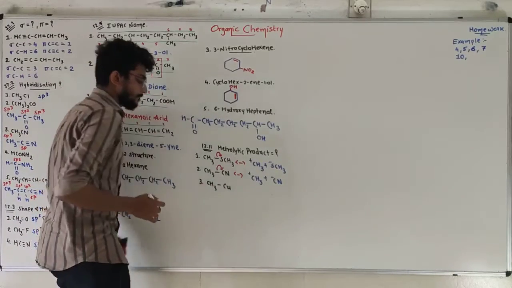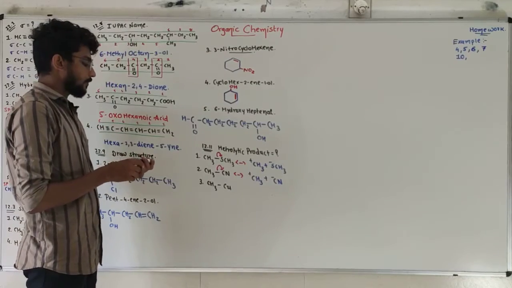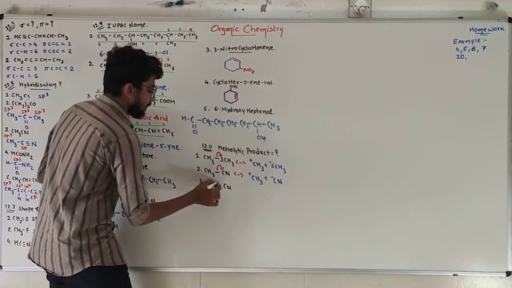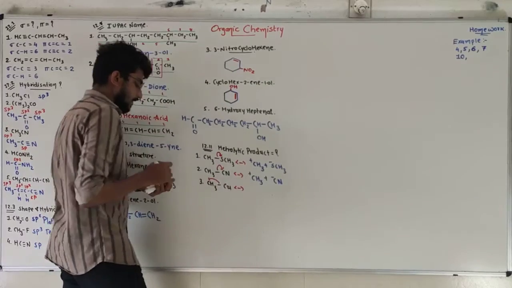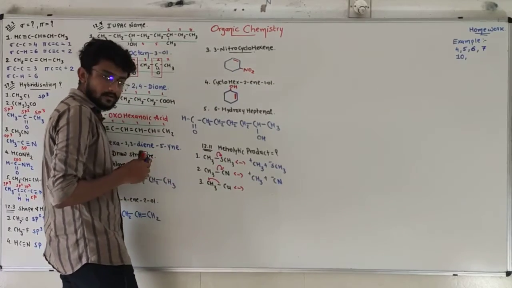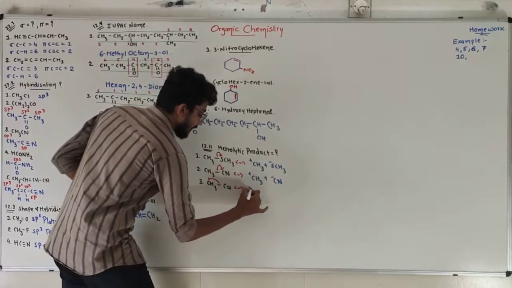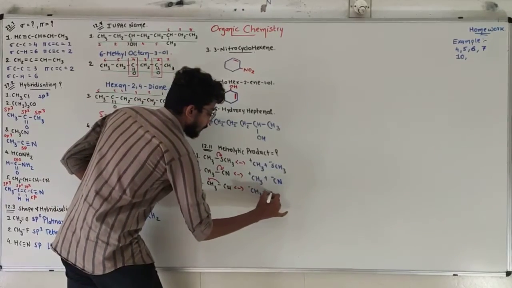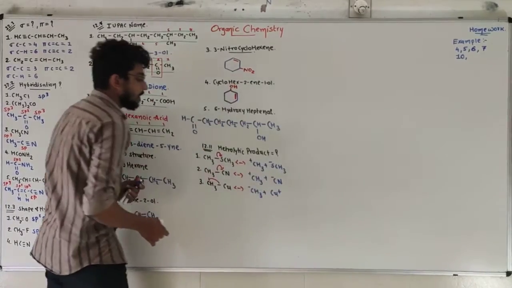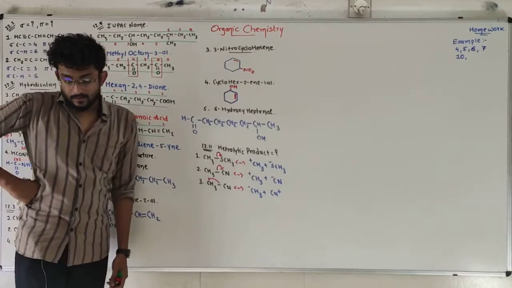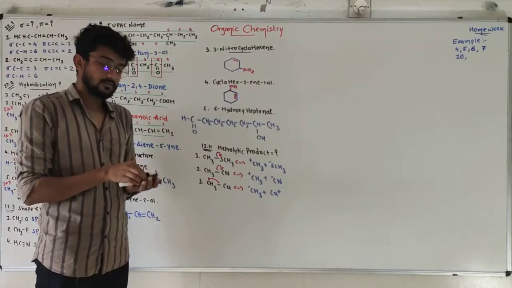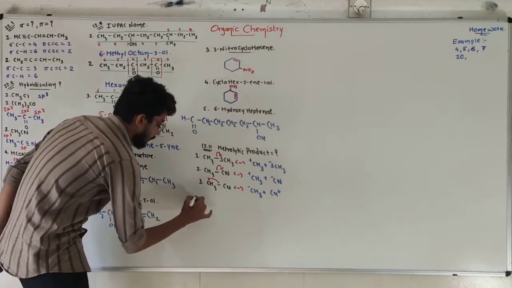Now in reaction number 3, CH3Cu is there, and the electrons of the bond have been transferred to the carbon, because carbon is more electronegative than copper. So this time a carbanion will be formed and Cu plus will be there. So that was all about your problem number 12.11.